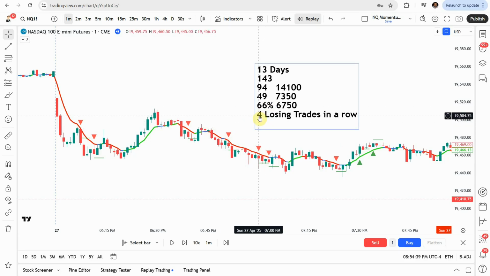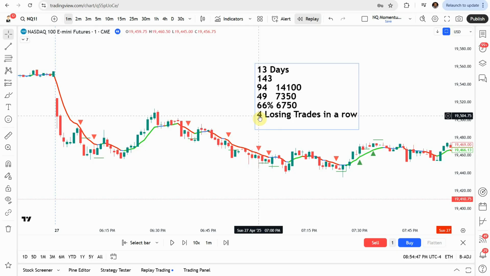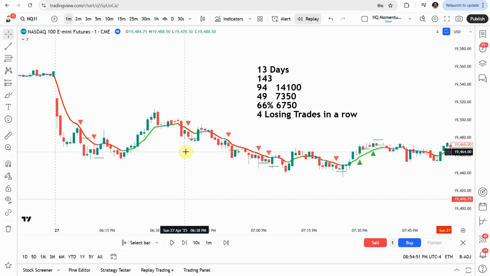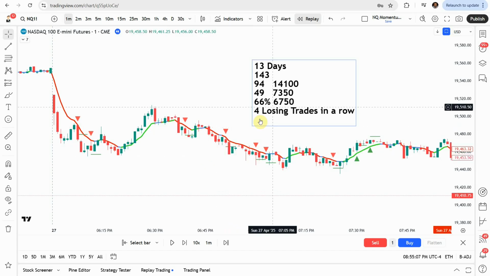The most losing trades in a row were 4 at any given time within these 13 days. So you can see how risking $150 to $200 will keep you below the $1,000 daily loss lockout that some of the prop firms have. That's why keeping a very minimal risk tolerance is very beneficial.